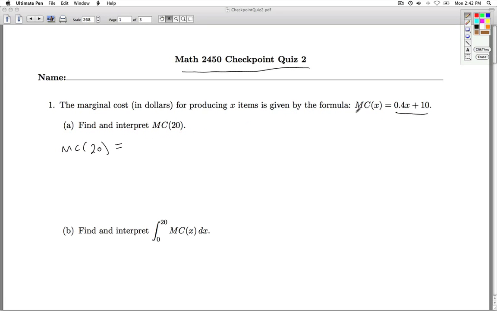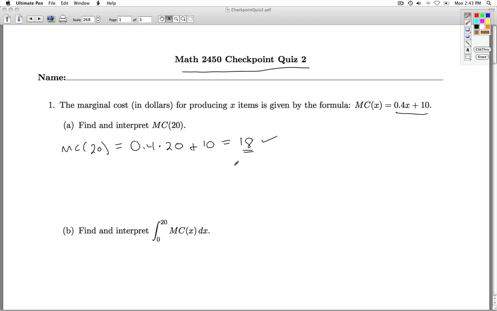So, to find MC of 20, we replace the x with the 20. So 0.4 times 20 plus 10. 20 times 0.4 is 8, 8 plus 10 is 18. So the find part, the MC of 20 is 18. And what does that mean?